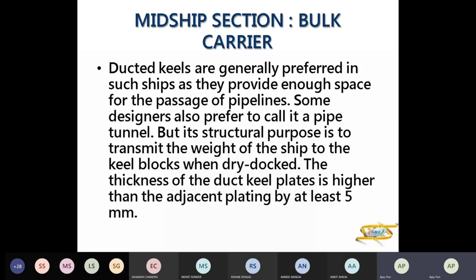Now your duct keel, basically why you have a duct keel, because earlier they didn't have a duct keel. The duct keel was providing for transporting the weight of the ship when you're coming onto dry dock. So the stresses were transmitted to the plate in dry dock. Now the space was empty. So they said, okay, because your duct keel is empty, let us have pipelines there. Because in case you have pipelines in holds and you are using grabs, then the pipelines can break. So designers also prefer to call duct keel a pipe tunnel. A duct keel will transmit the weight of the ship to the keel blocks when it is dry docked. So the thickness of duct keel plate is higher than the adjacent plating by at least 5 mm.